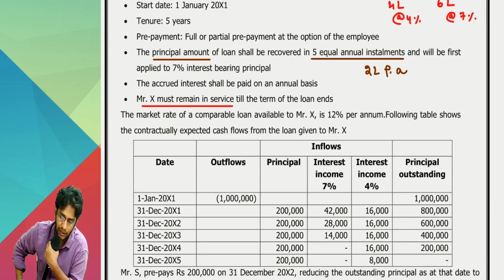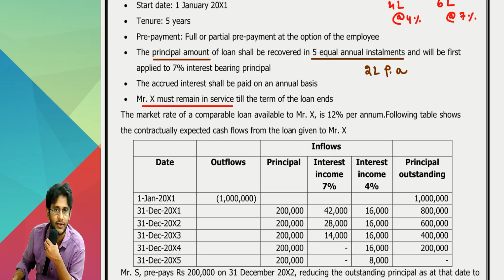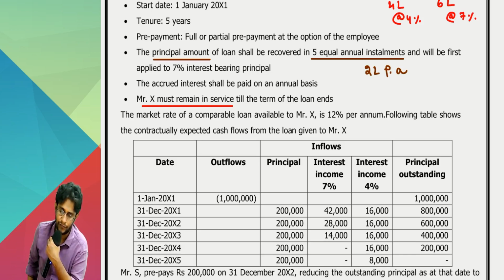The market rate of a comparable loan available to Mr. X is 12% per annum. If Mr. X goes to the market, he can raise money only at the rate of 12%. We are at least giving it at 4% and 7%. The following table shows the contractually expected cash flows from the loan given to Mr. X. You need not even work out the loan cash flows.